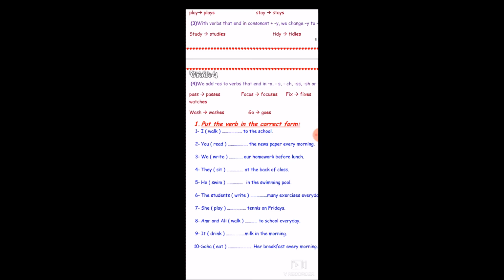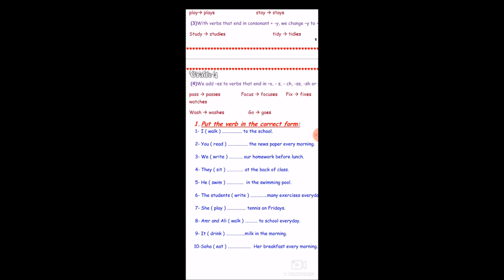Number 2. You read the newspaper every morning. I want you to use read. Think about it. Can I say you read or reads? Excellent. You never takes the verb with S. So the answer is you read the newspaper every morning.